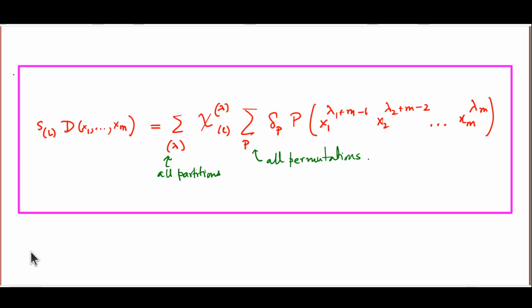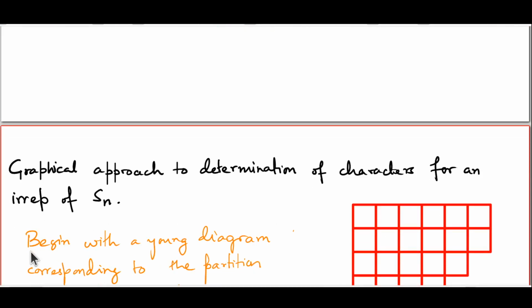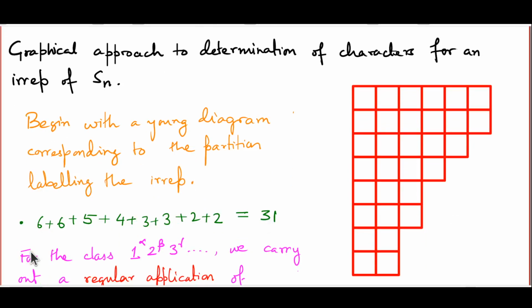In the previous lecture, we started with Frobenius' formula for the determination of simple characters corresponding to some irreducible representation of Sn and converted that into a graphical method. Let me quickly recapitulate what this graphical approach for the determination of characters for an irrep of Sn happens to be.